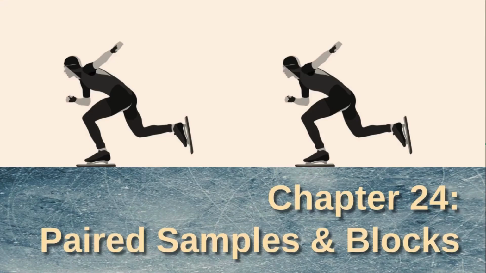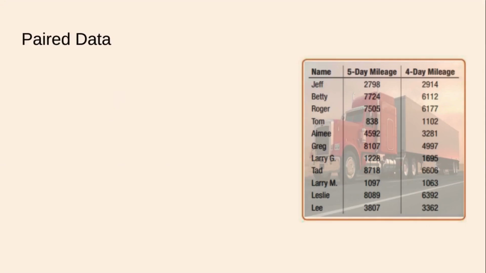Welcome back, AP Stat. This is Chapter 24. We're talking about paired samples and blocks. So let's talk about what we do with paired data.